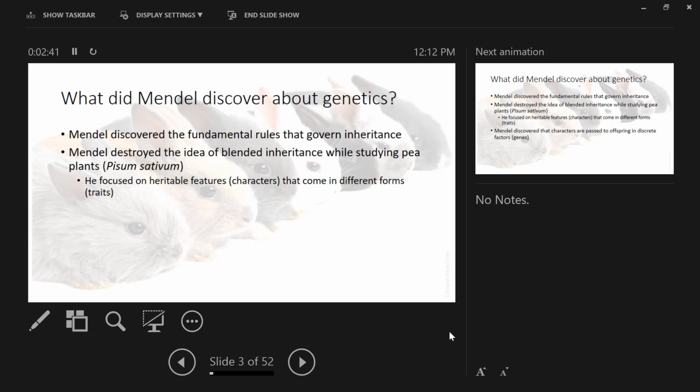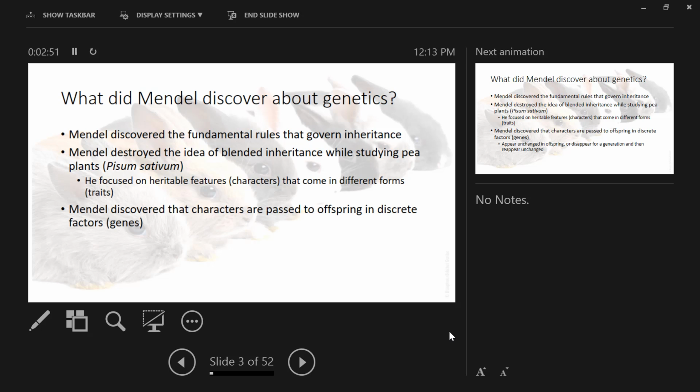And so he focused on these heritable features, and he basically discovered that things don't blend, right? You don't blend some of your features as you're making your gametes. Instead, characters, would it be eye color? We've got to use pea plants. Sorry, he didn't talk about eye color. Would it be flower color, seed shape, plant height? Those are characters, and those characters are passed in very discrete factors. It's not like maybe a little bit of this height and a little bit of that height, depending on which cell it came from. No, they come in very discrete factors that he called genes.